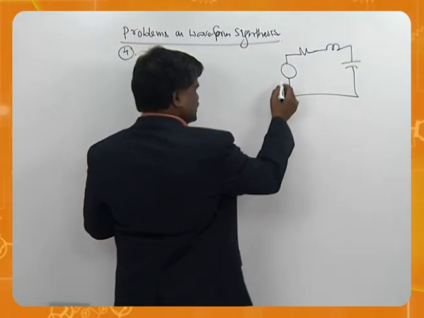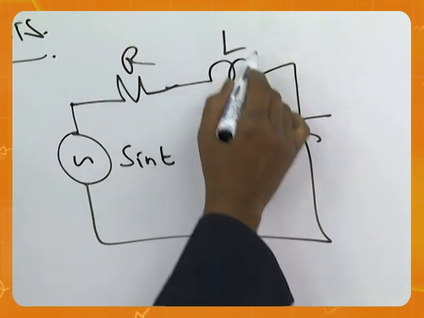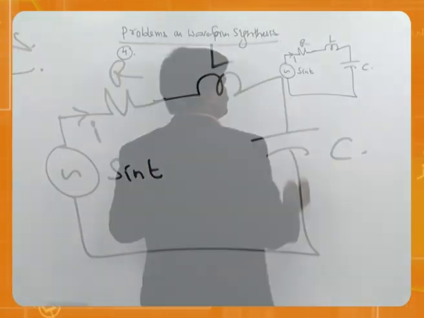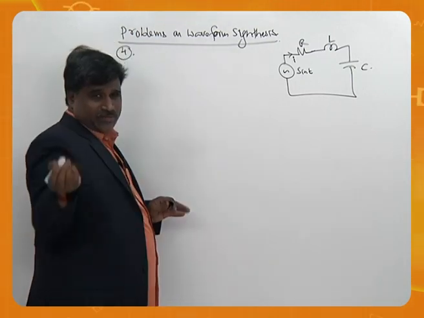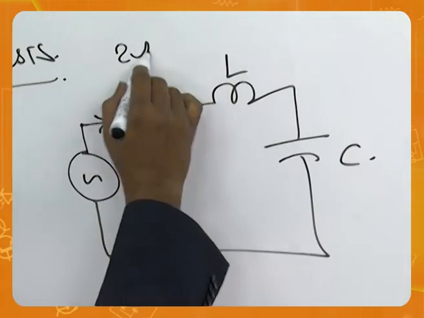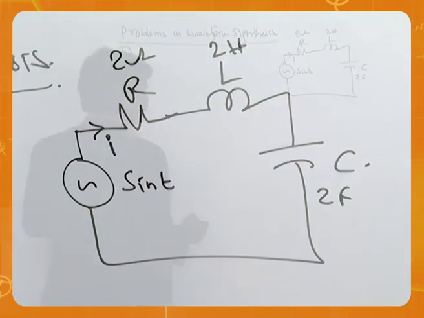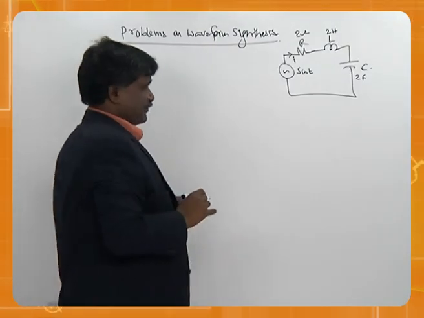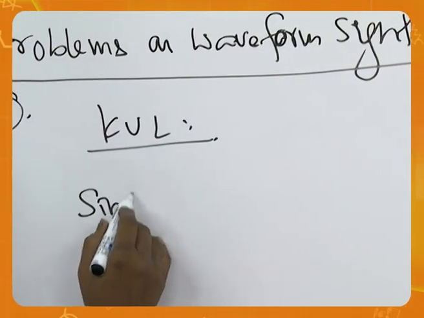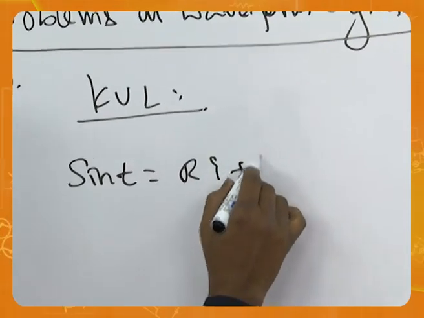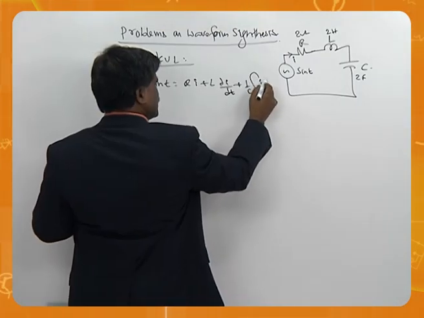For example, sin t is here. R, L, C, this is I. Understand? For this, values are also given. His very funny way, he said 2 ohms, 2 henries, 2 farads. Just the differential equation. Take KVL. Sin t is equal to Ri plus L dI by dt plus 1 over C integral I dt.